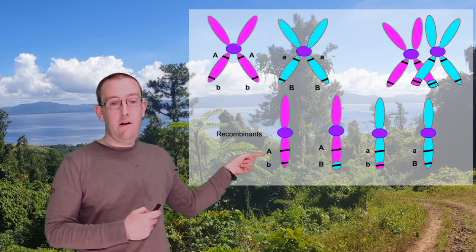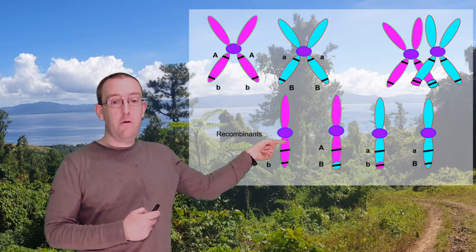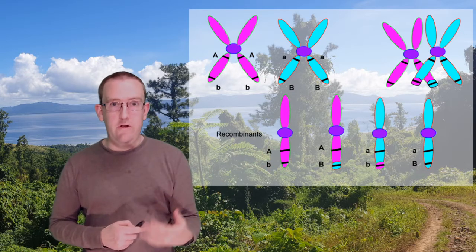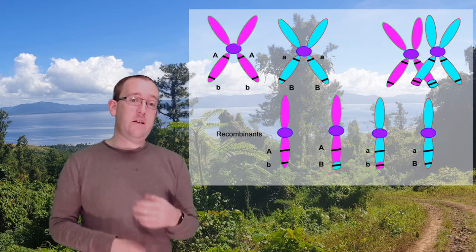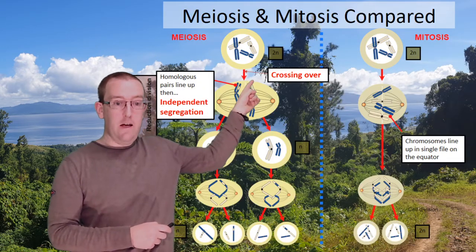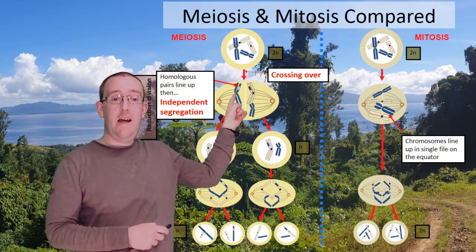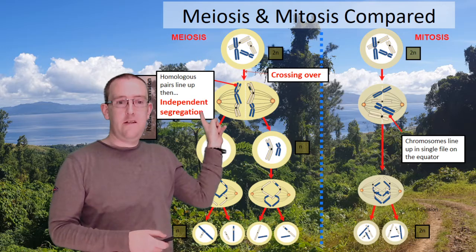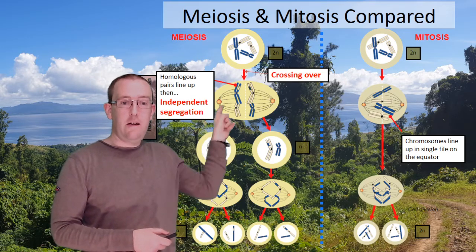So this side here, that's the same as the original one, but the next one over has got dominant A, dominant B, which wasn't there originally. That is a new combination thanks to crossing over. So if we come back to our original picture, that's here, prophase 1. Now here, at anaphase, metaphase 1, we get another variety creating thing, independent segregation.